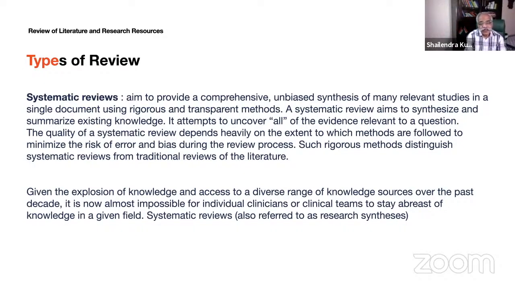Sometimes what happens is that we are familiar with one author and we say this author writes well, so we cite most of the articles written by that particular author. So we should not be biased. We should be unbiased in writing a review. Such a rigorous method distinguishes a systematic review from a traditional review of the literature. Now, what is happening is that day by day, the literature is increasing.